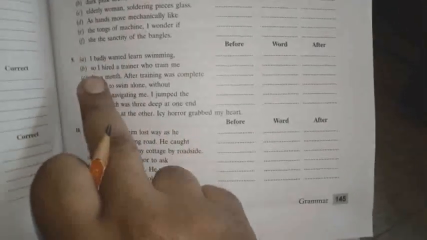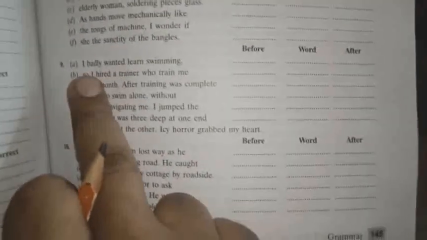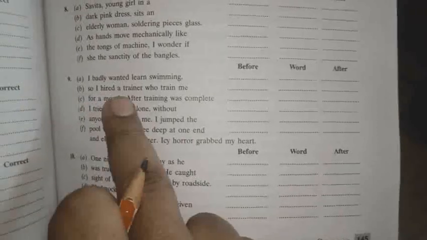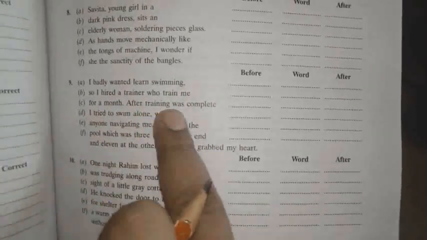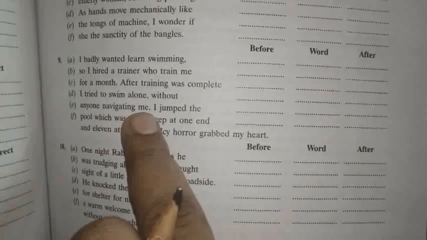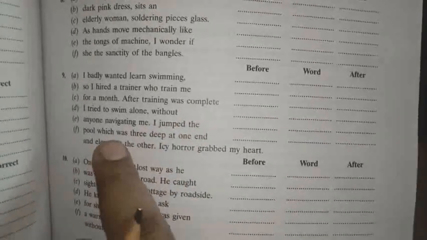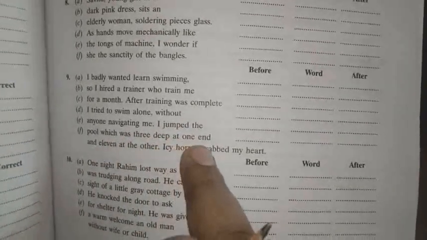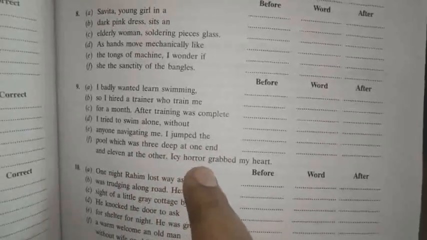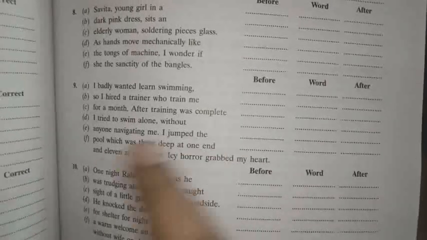First of all, let's study the paragraph. I badly wanted learn swimming. So I hired a trainer who trained me for a month. After training was complete, I tried to swim alone without anyone navigating me. I jumped the pool which was 3 deep at one end and 11 at the other. Icy horror grabbed my heart. Alright, so this is the paragraph.